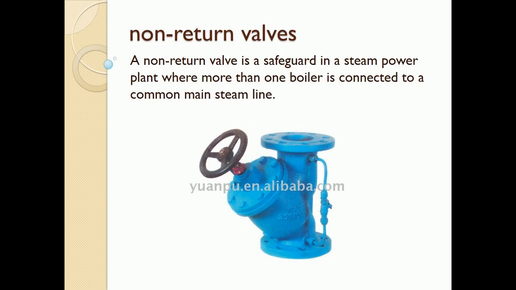A non-return valve is a safeguard in a steam power plant where more than one boiler is connected to a common main steam line. An example of this type of installation is at the Michigan City Generating Station, where on units 2 and 3 are 3 boilers headed together feeding 2 turbines. With this valve a boiler can be removed from service, while other boilers continue to operate.